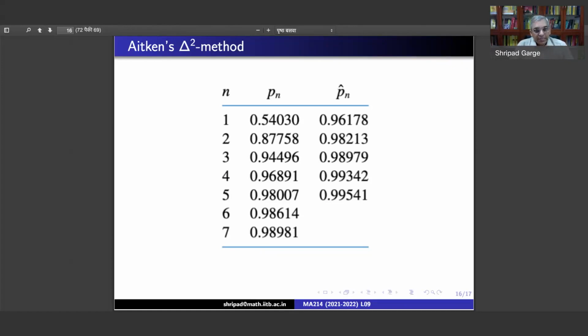So this Aitken's delta square method is a very important method, and we will try to see some examples of that in the tutorial also. But that is all for this theme.